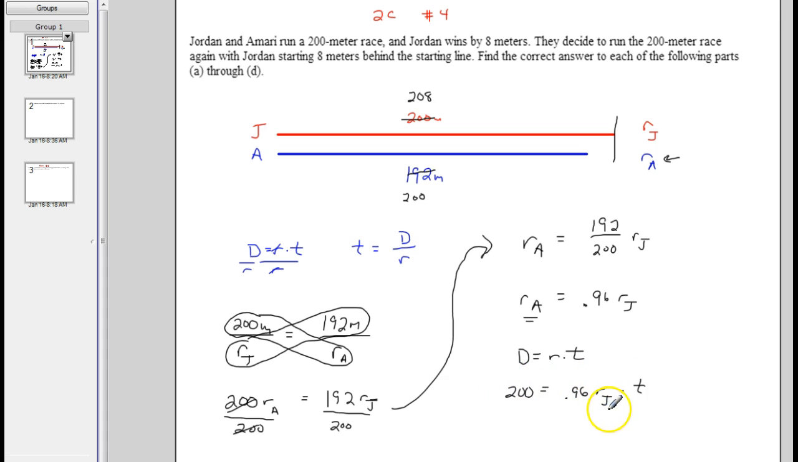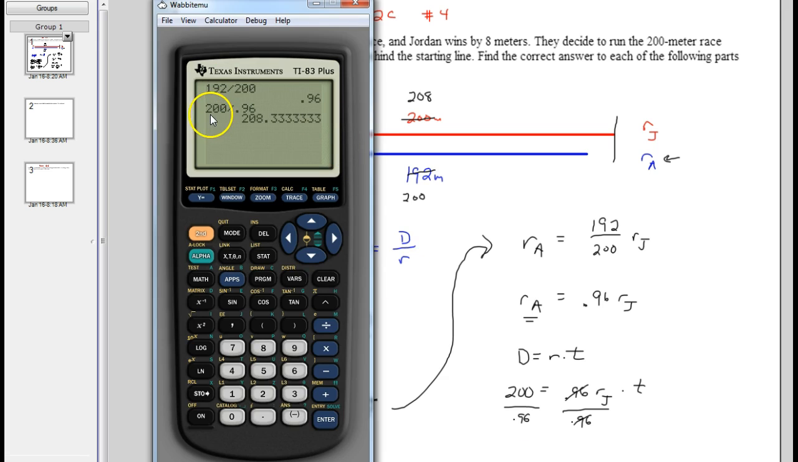If I divide both sides of this equation by 0.96, what will I be left with? I'll be left with Jordan's distance equation, right? Rate of Jordan times time equals the distance Jordan ran in the same time it took Amari to run 200 meters. So that's what this second thing is on the calculator. 200 divided by 0.96 is 208.333333, bigger than 208.